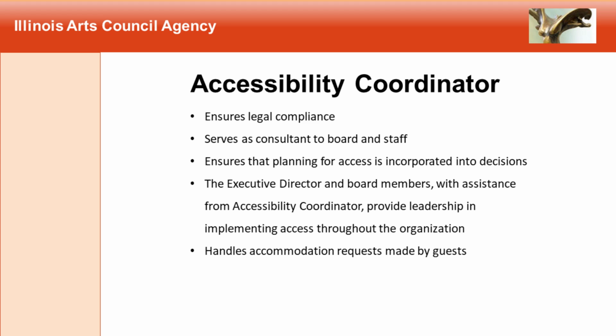Another role of the accessibility coordinator is to handle accommodation requests that are made by guests. So guests need to have a way to contact the coordinator, so it's important to have a phone number and an email address that can easily be found on the website and in collateral material for people to be able to contact the access coordinator to make those requests and to have that conversation.